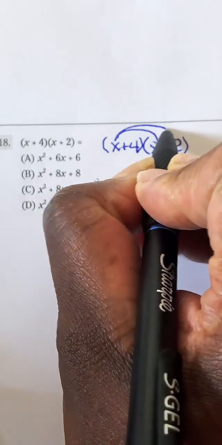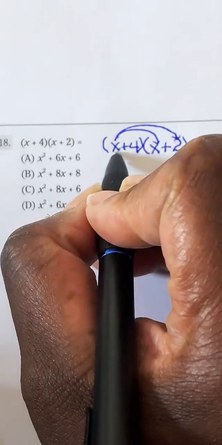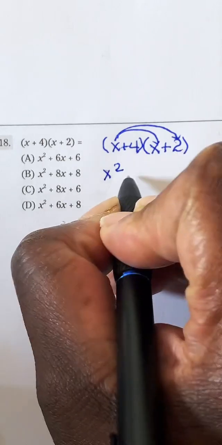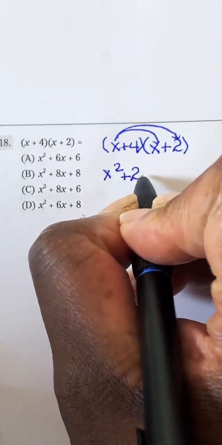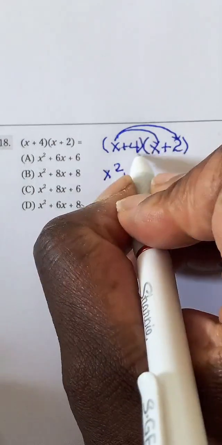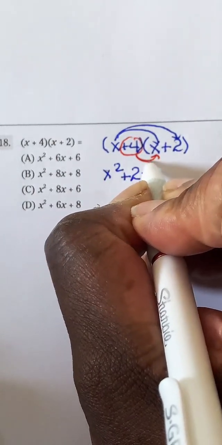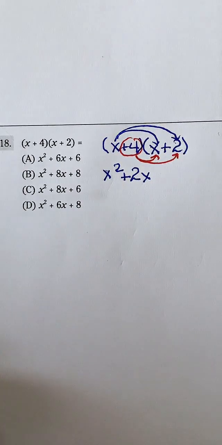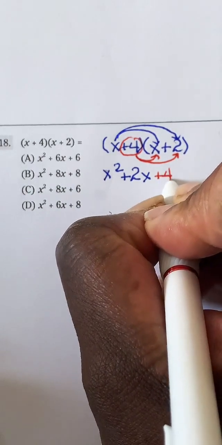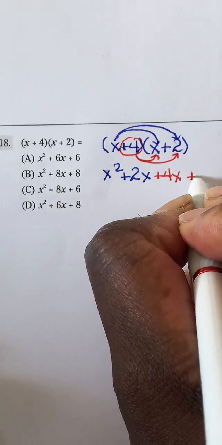So I'm taking this x and I'm distributing to everything into that second parenthesis. So x times x gives me x squared. X times a positive 2 gives me plus 2x. Okay, now I'm going to take my positive 4 and distribute that to everything inside that second parenthesis. So we have 4 times x, which gives me a positive 4x. And then we have a positive 4 times a positive 2, that will give me a positive 8.